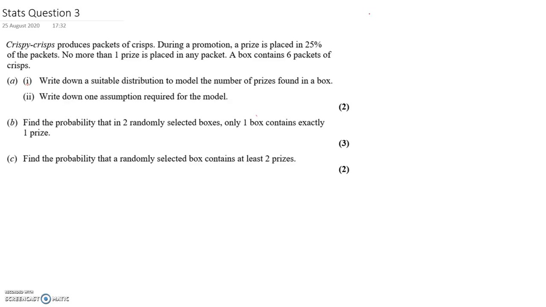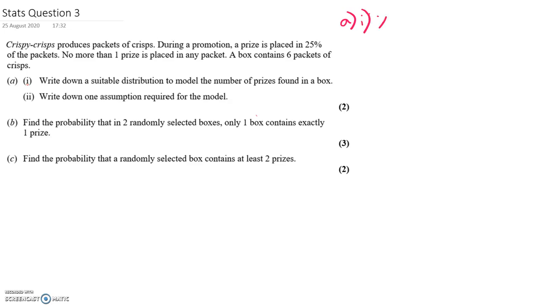Question 3, we have a crisp production company called Crispy Crisps, highly imaginative name. And we're told that they're doing a promotion and putting a prize in a quarter of the packets. You're also told that no more than one prize is put in any packet, and you have 6 packets in one box. Write down a suitable distribution to model the number of prizes found in a box.